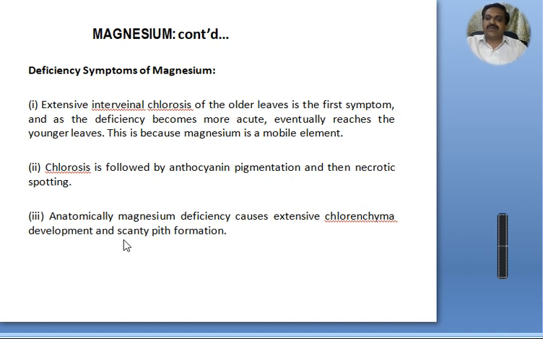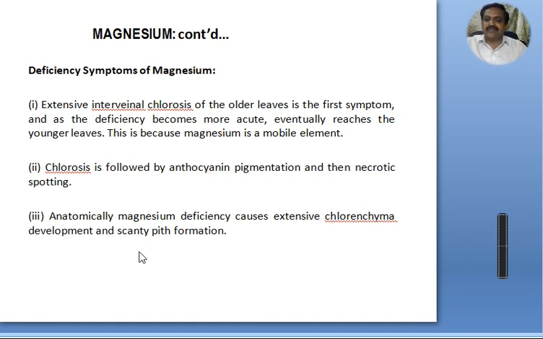If the magnesium is found in lesser concentrations, it will be referred as deficiency and it causes the following symptoms in the plant. Extensive intervenal chlorosis of the older leaves is the first symptom caused by the deficiency of magnesium, and as the deficiency becomes more acute, eventually reaches the younger leaves. This is because magnesium is a mobile element. Chlorosis is followed by anthocyanin pigmentation and then necrotic spotting.